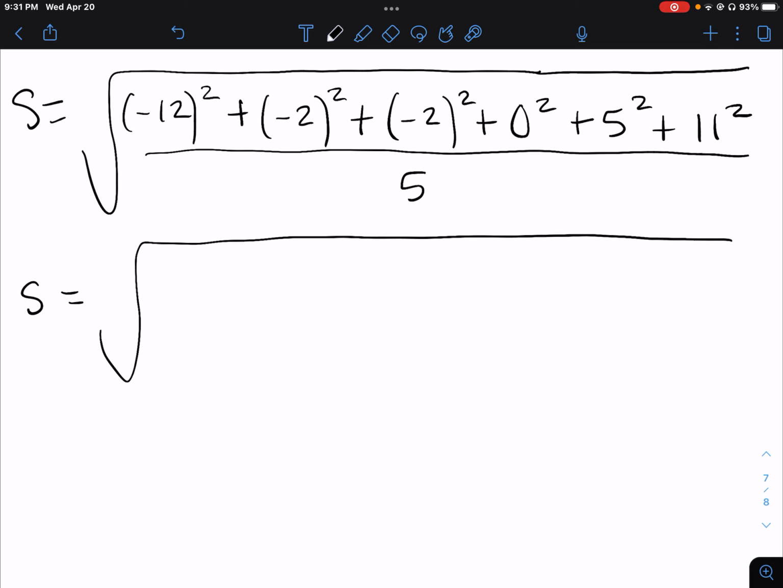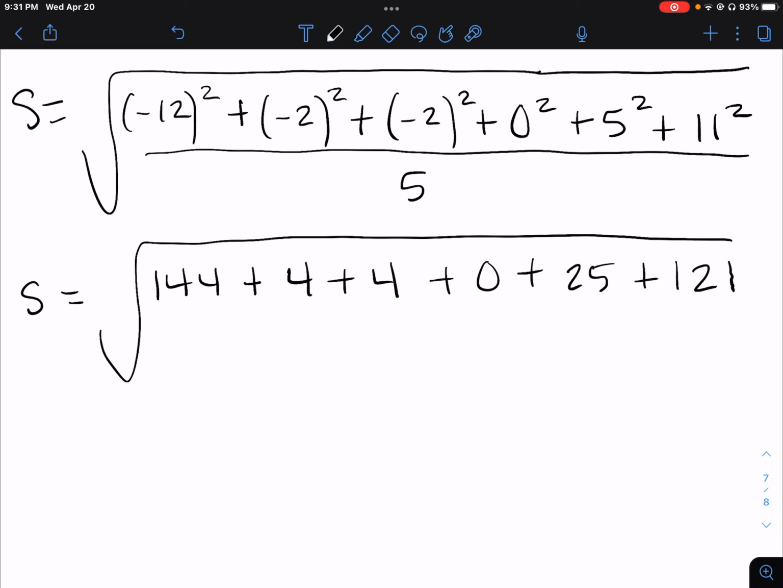Okay, notice that the negative numbers are in parentheses squared. That's so we know to do negative 12 times negative 12 is positive. Negative 2 times negative 2 is positive. Negative 2 times negative 2 is positive. 0 times 0, 5 times 5, 11 times 11.